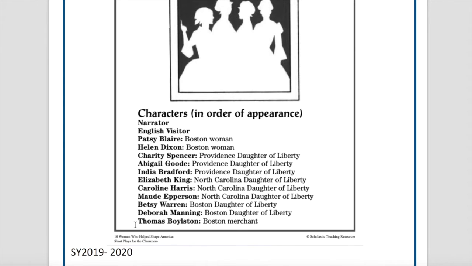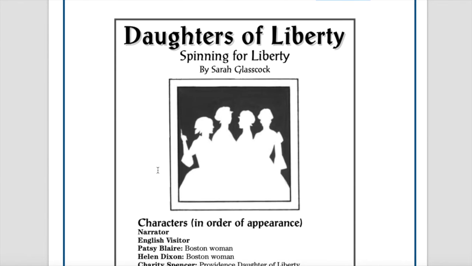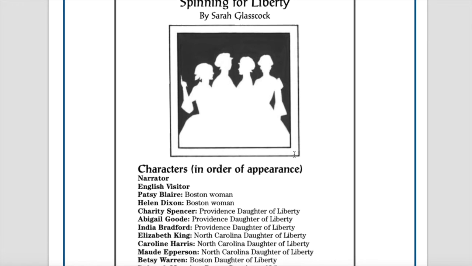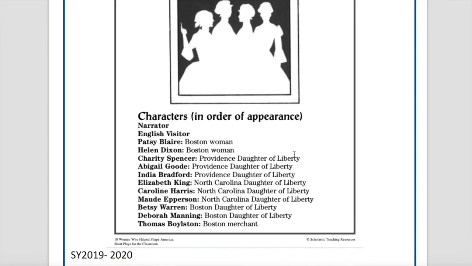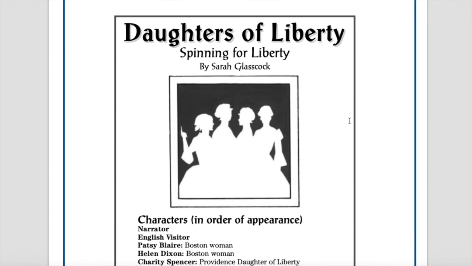So as I look at this first page of my characters and also at my title, I see it's called Daughters of Liberty, and I notice that most of the characters are women, and most of them fall into some group of a Daughter of Liberty. So I'm going to keep reading to learn more, but this is a clue to me that a main idea of our text is going to have to do with this group, the Daughters of Liberty.